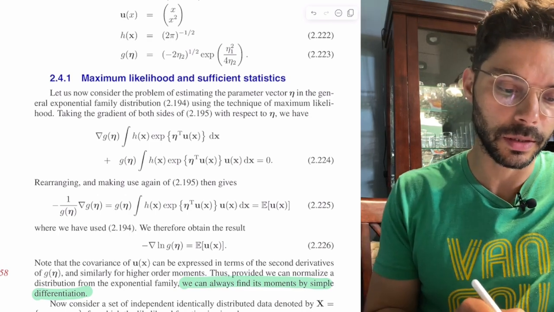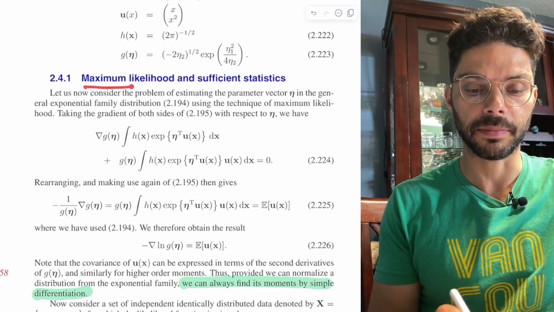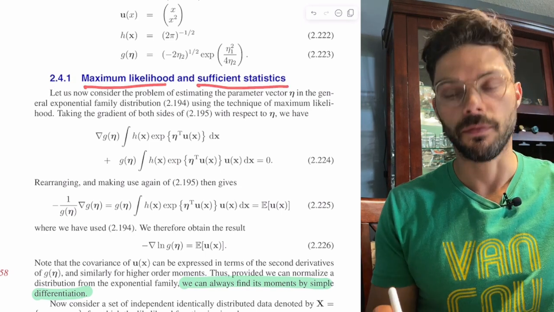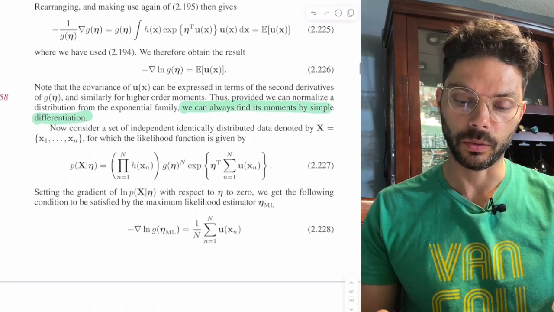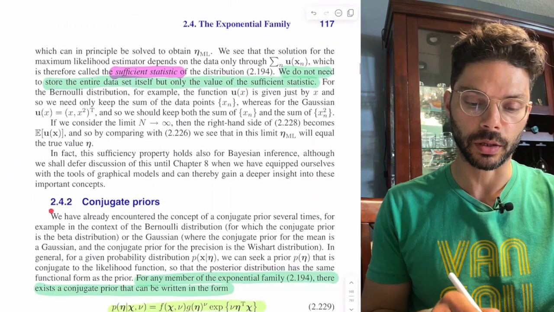Okay, so here we are. It's section 2.41, maximum likelihood and sufficient statistics for the exponential family. Because this is actually quite a short section, we will combine it with the next one, which is on conjugate priors.